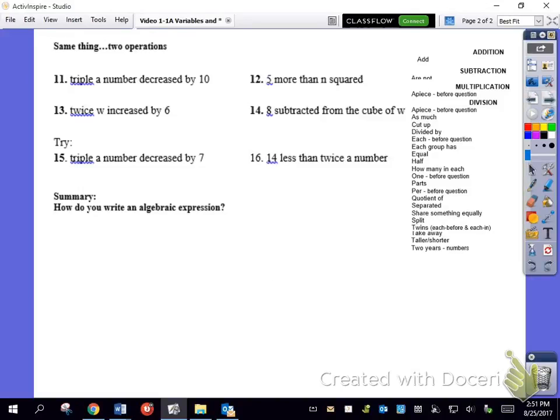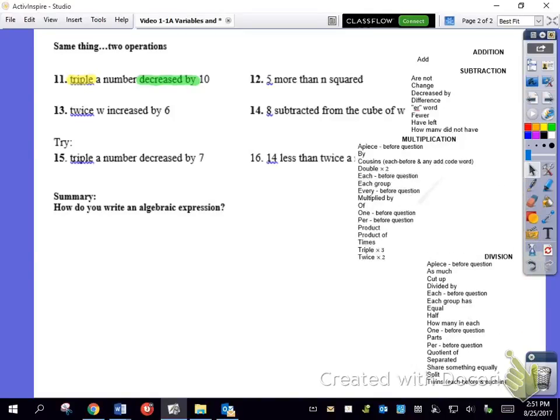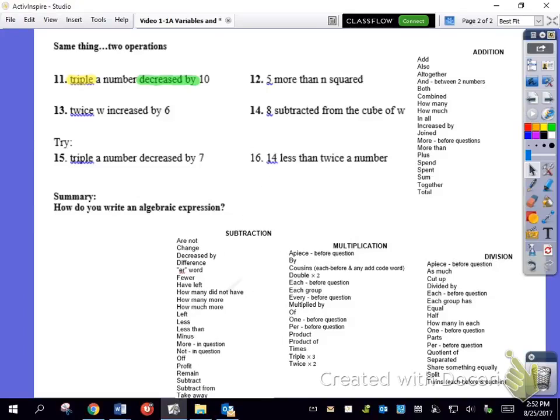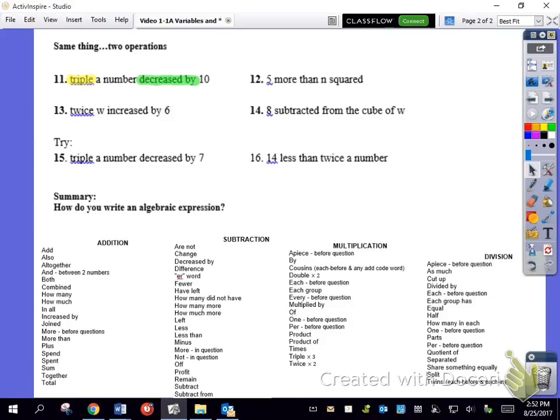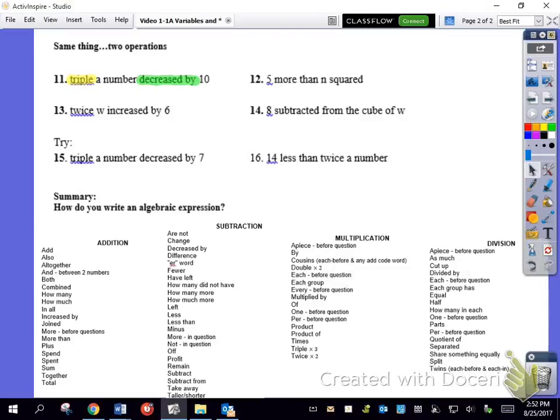All right, now this time we're going to do the exact same thing, but there's 2 operations. So there's 2 key words. Okay? The first word on number 11 that I see is triple. Triple a number decreased by 10. The other word that I see is decreased by. Okay, so there's 2 operations. Now I want to look for those 2 things on my list. So I want to look for them.